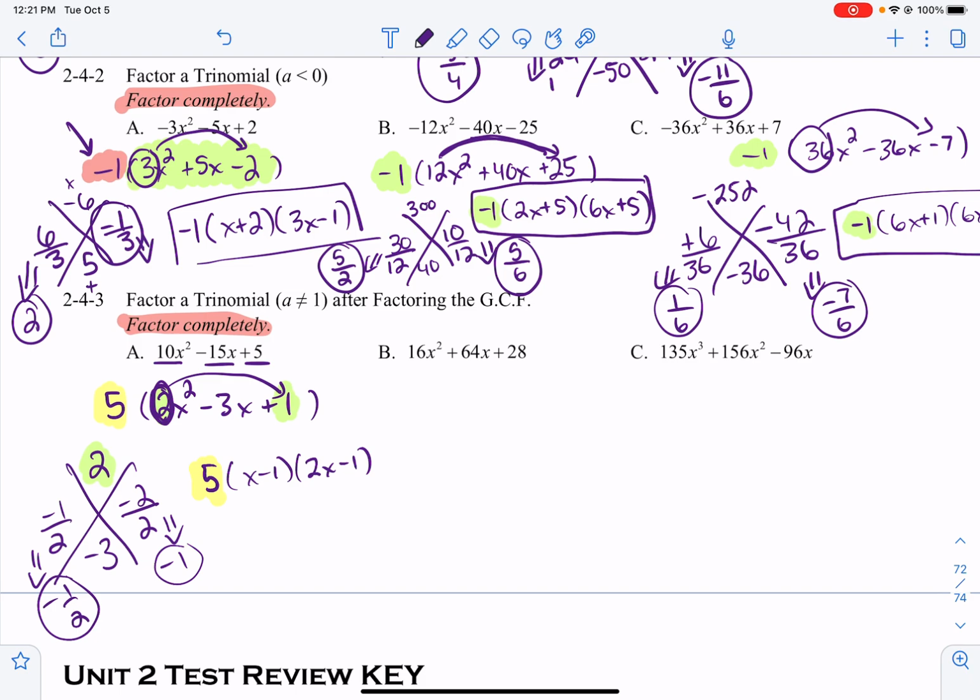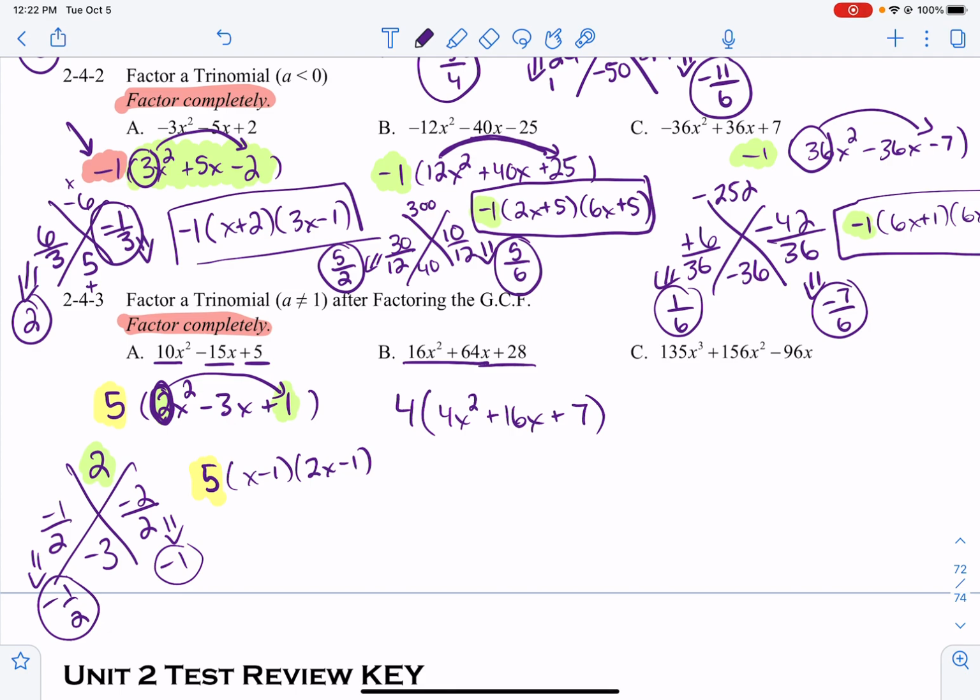So part B, 16x squared plus 64x plus 28. 6 doesn't go into all of those. 2 goes into all of them. Does 4? 4 goes into all of those. So let's divide everything by 4. I think that's the biggest we're going to get. Everything divides by 4. So 4x squared plus 16x plus 7. Right? Everything's divided by 4.